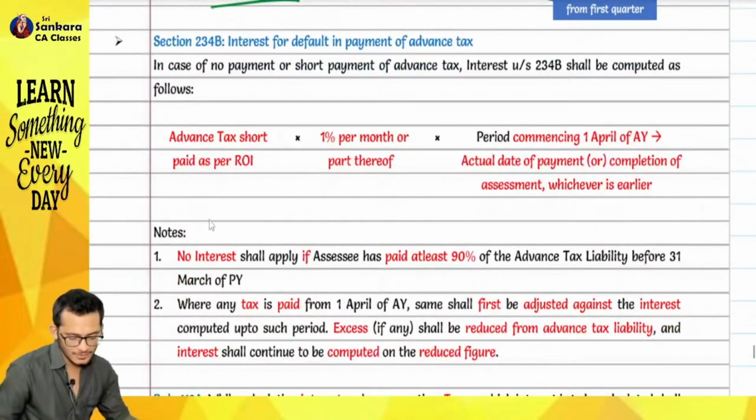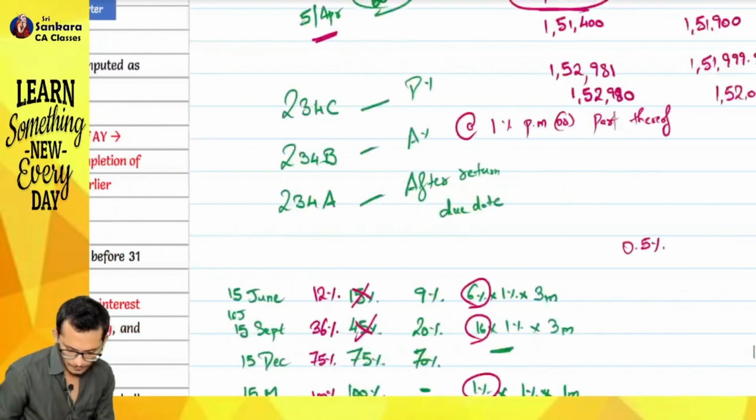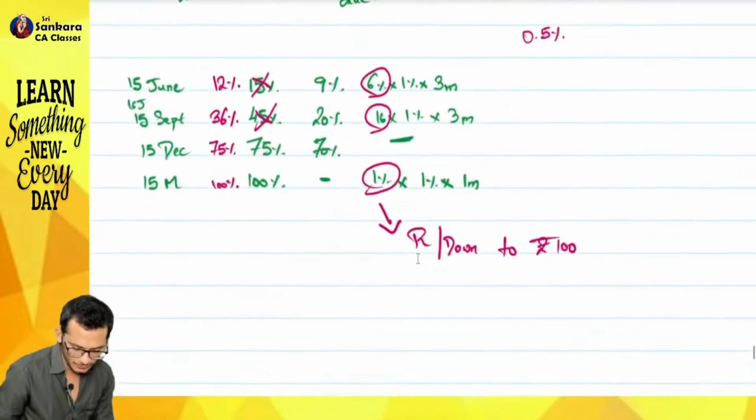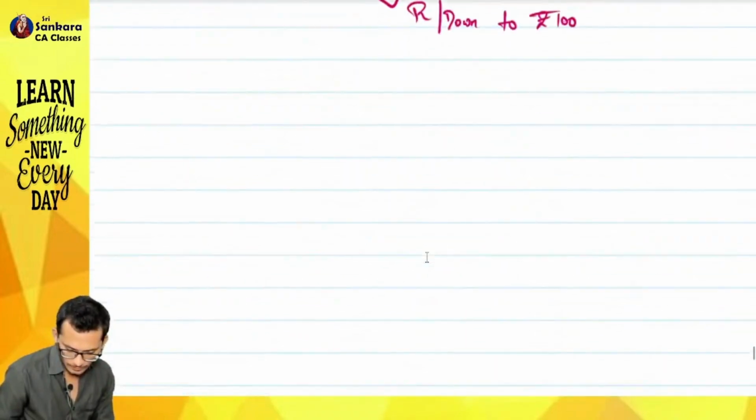Section 234B is advanced tax. Okay, one provision which I missed. I guess I missed it somewhere. Where am I? I'm in 234B, no? Where is 234B?